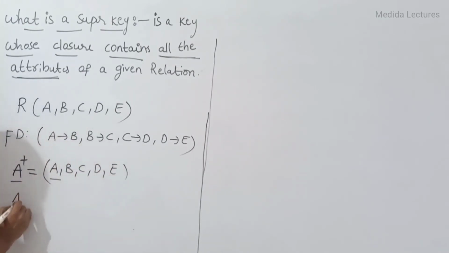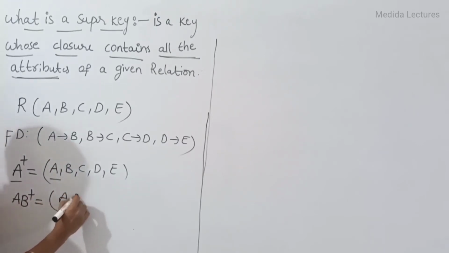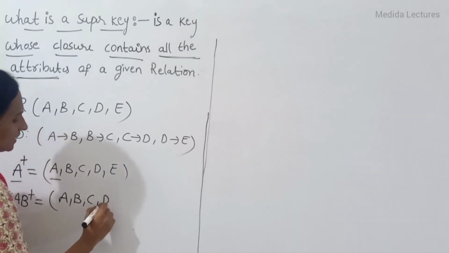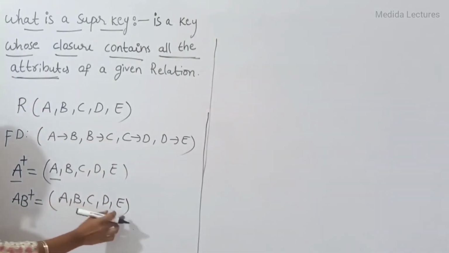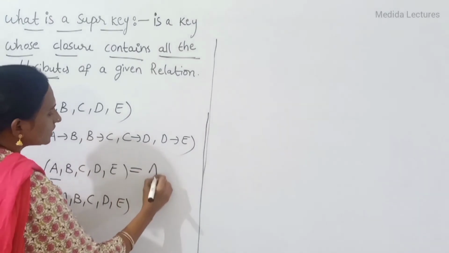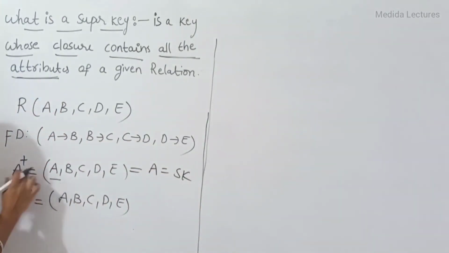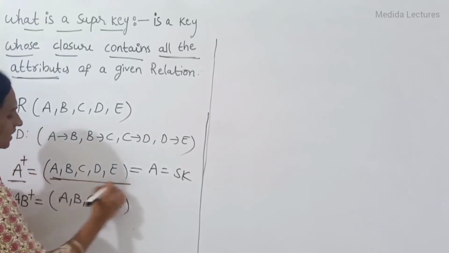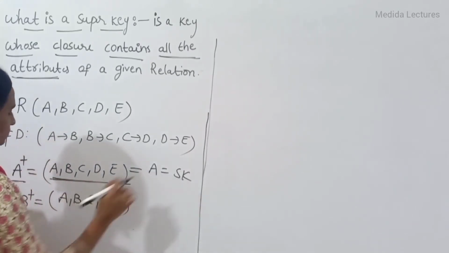Now find out AB closure. AB closure itself determines A, B, C, D, E. So AB closure also is A, B, C, D, E. Now tell me, is A a super key or not? A is a super key. Why? Because A closure consists of all the attributes. So A is a super key.